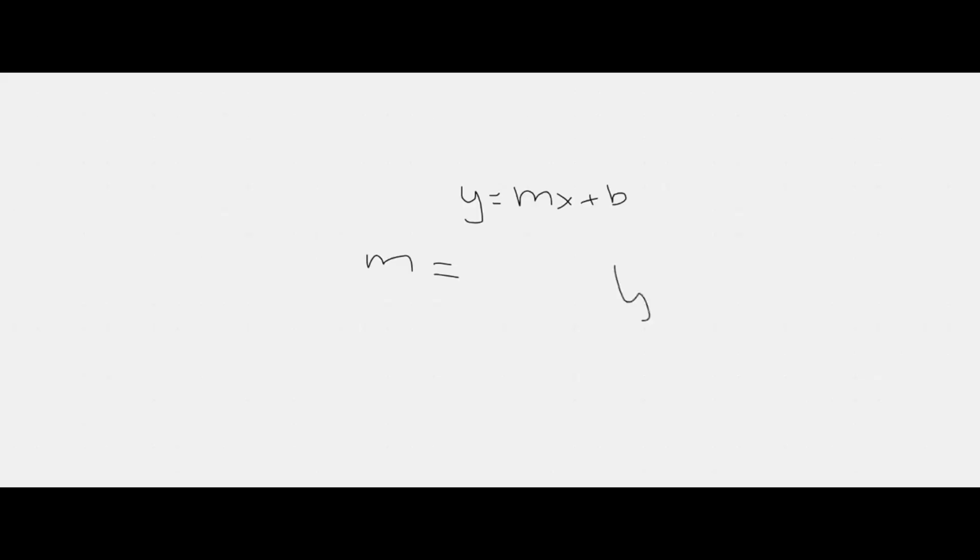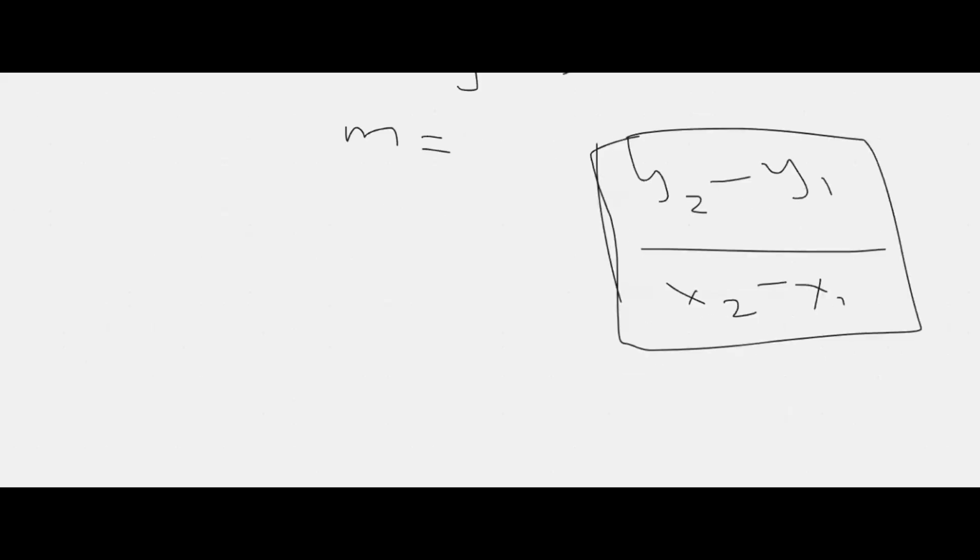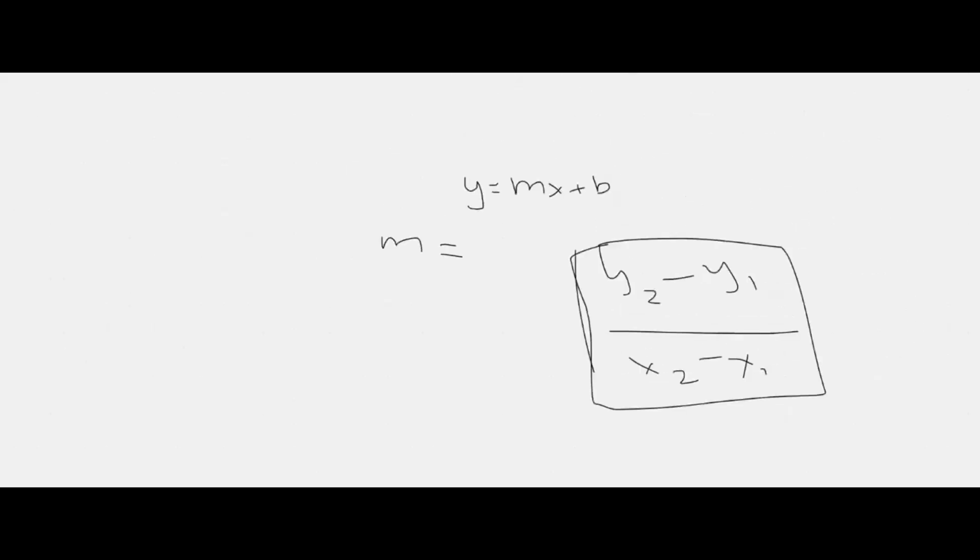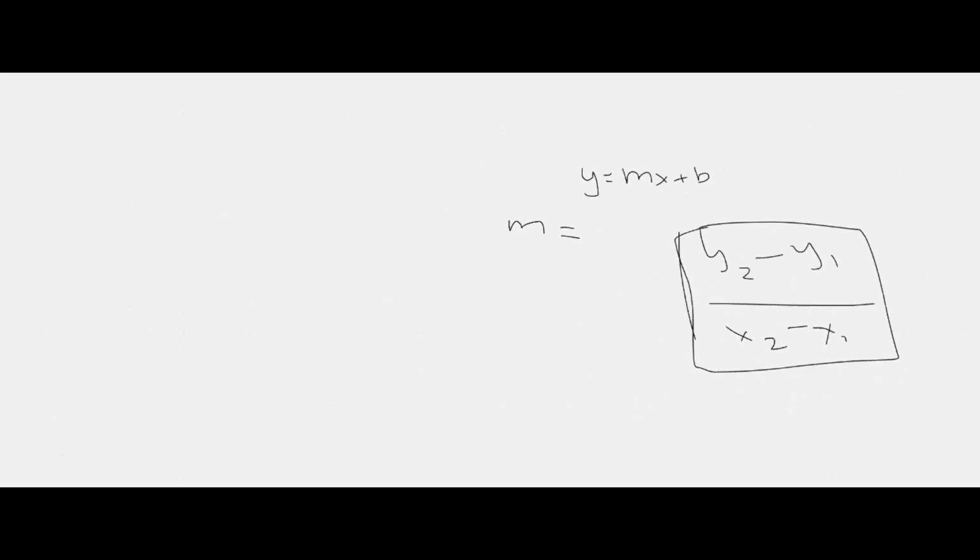y2 minus y1 over x2 minus x1. Okay, that's one of the formulas. In grade 9, I don't think you should need to know this, but it's good to know. This is a very good formula. Yes, it is also between the y and then the x. I get what you're saying. There's also another formula which is rise over run.